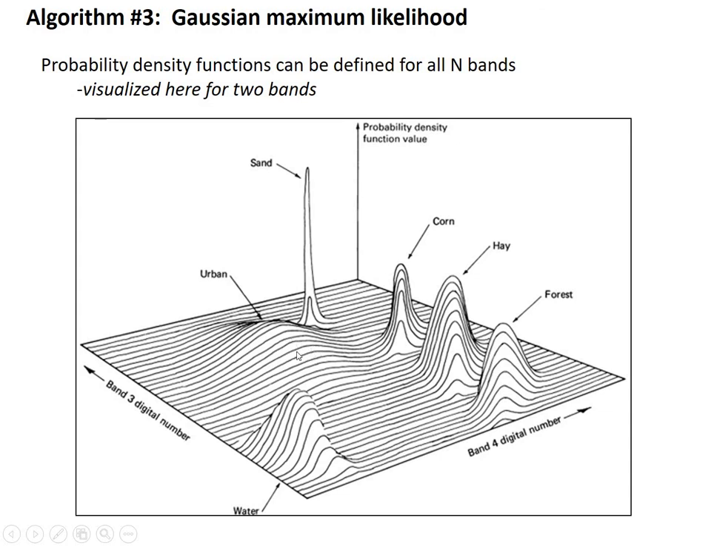So if you pick any particular combination of band 3 or 4, the height of this dome here would tell you what the probability of that pixel belonging to urban is. And if it's higher than the probability of belonging to any other class, well then let's call it urban.